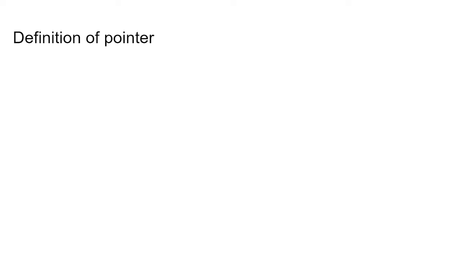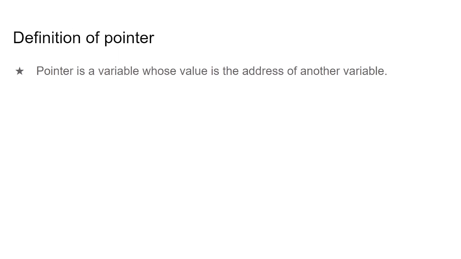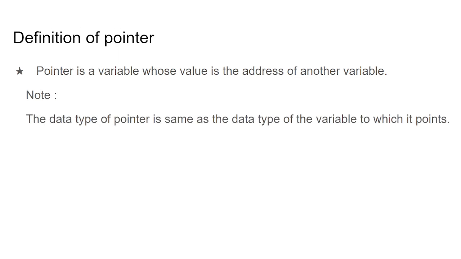Now let us see the definition of a pointer. A pointer is a variable whose value is the address of another variable. Note that the data type of a pointer is the same as the data type of the variable to which it points. For example, if I have int element equals 4 and I want to define a pointer that points to this element variable, then that pointer will also have the same data type as the element variable, that is integer data type.